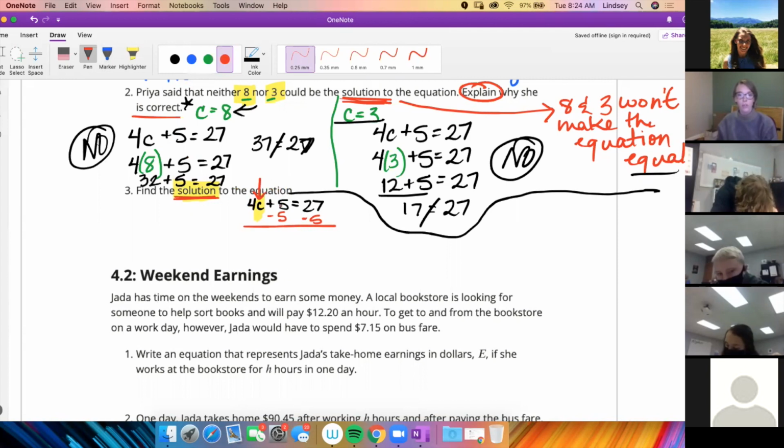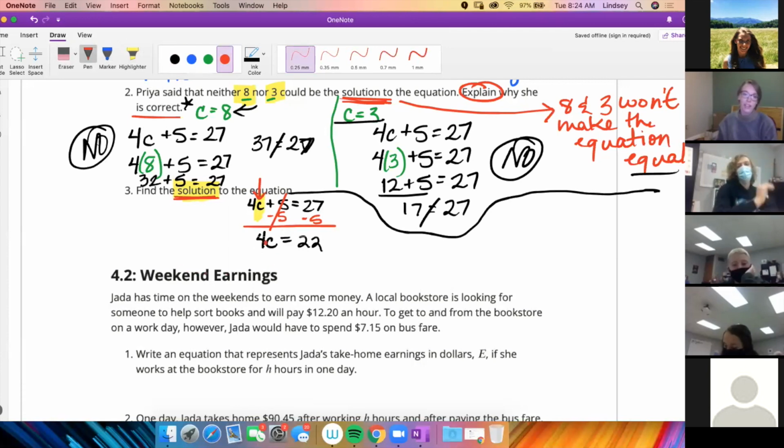All right, what's 5 minus 5? 0. All right, and then I have 4C that comes down. And that equals, what's 27 minus 5? 22. All right, 1 second, let me clean this up. Okay, now I have 4 times C.